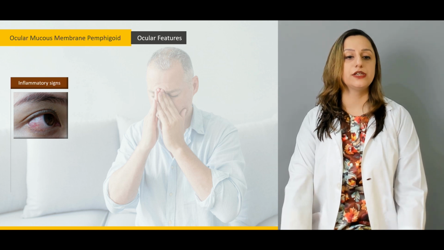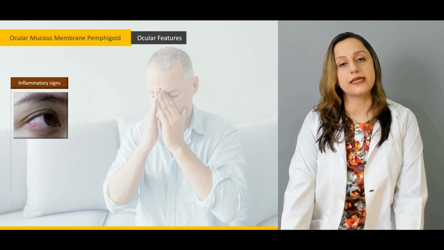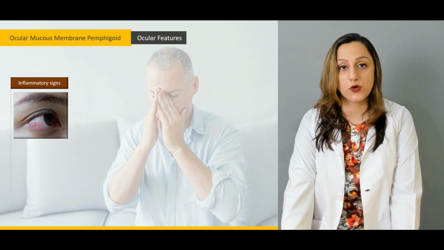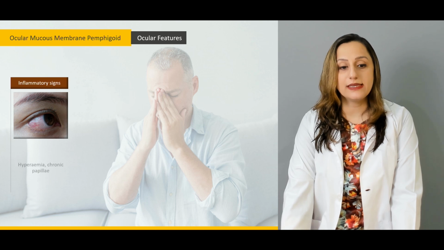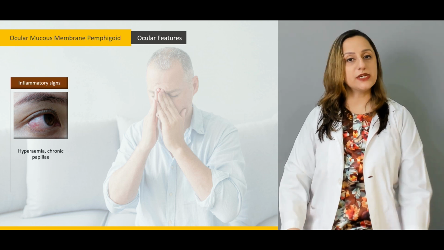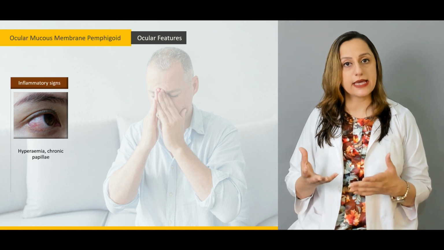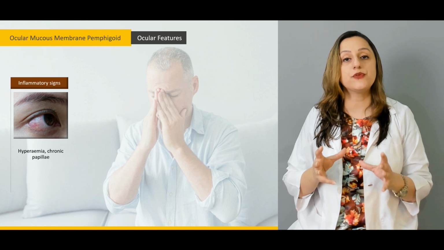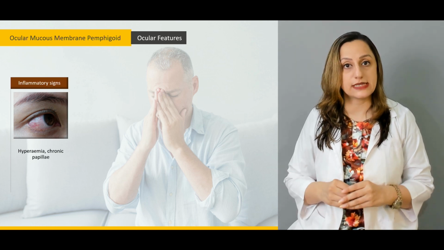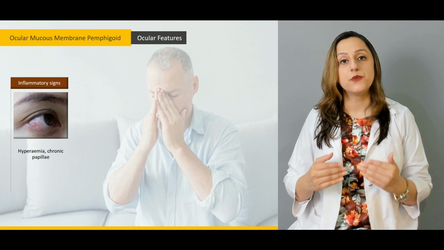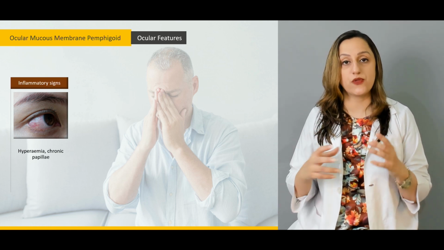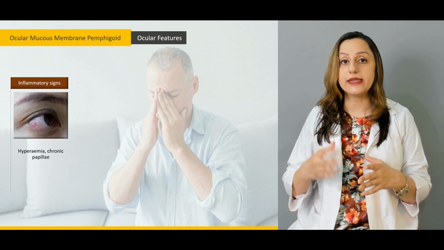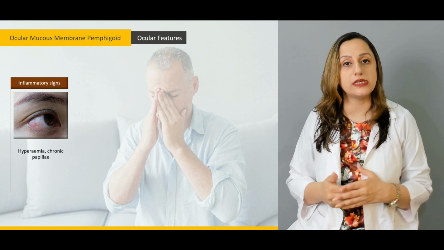Now, regarding the ocular features, the particular features that we look at in a patient with mucous membrane pemphigoid are the inflammatory signs. The inflammatory process has started at the basement membrane, and that's why we look for the hyperemic changes occurring at the conjunctiva. They are specifically quite predominant at the canthus, whether the medial canthus or the lateral canthus. We have chronic papillary formations over here.